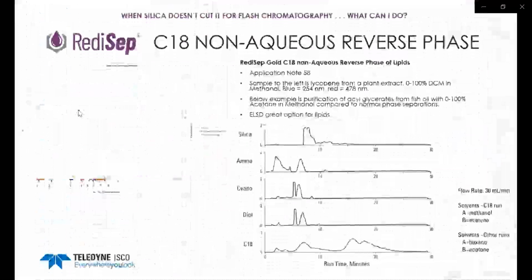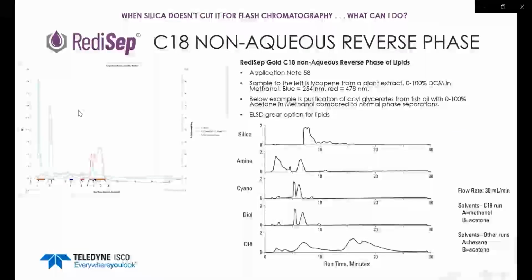Here's another example of C18 non-aqueous reverse phase. This is from application note 58 and from a poster. The sample on the left is lycopene. By running this gradient from 0 to 100% DCM in methanol, where methanol is our more polar solvent and DCM is our less polar solvent, we're able to get really good separation of some of these different compounds from the plant extract and get our pure lycopene derivative.